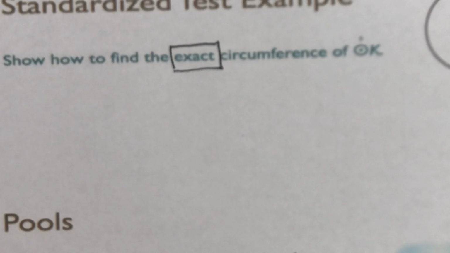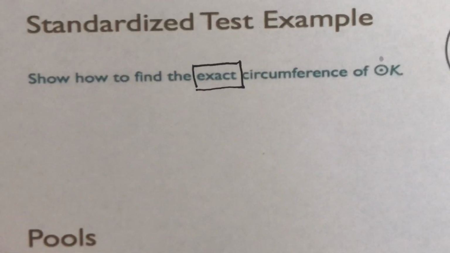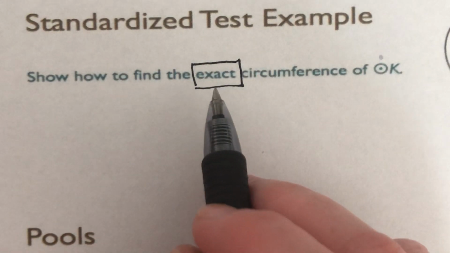We just got to leave pi in our answer. And we see that sometimes in our textbook or what we're reading or our worksheets. So we're just going to leave pi in our answer instead of multiplying out by pi. Okay, that's going to keep it exact.